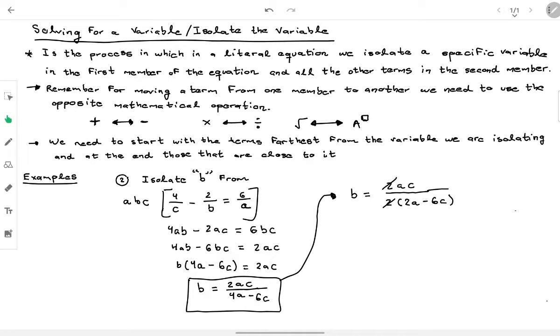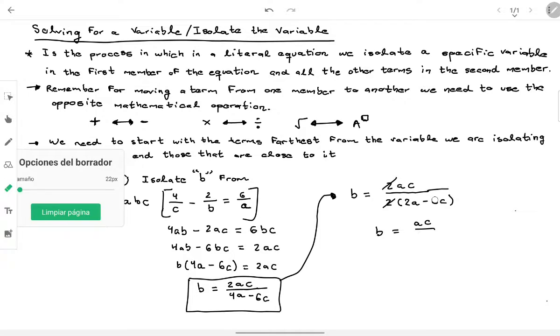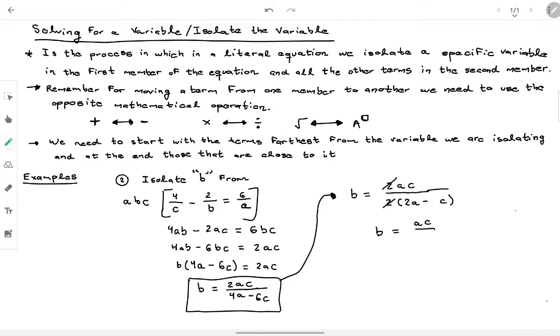We can only eliminate if the terms are multiplying and dividing. That's very important. So in this case, it's going to be B equals AC. I'm sorry, here we made a mistake because it's 3. 2 multiplied by minus 3 is minus 6, so it's going to be minus 3C. And it's going to be AC over 2A minus 3C. And this is going to be the most simplified answer we can have.